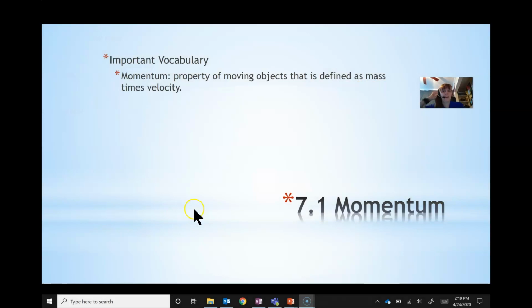We're going to start by talking about momentum, which is a property of a moving object that is defined as mass times velocity. All right, it is the moving inertia of an object. How hard is it to get it to move or stop? So we are looking at that mass times velocity quantity here.